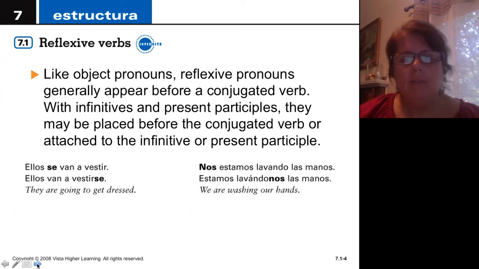Like object pronouns, reflexive pronouns generally appear before a conjugated verb. With infinitives and present participles, they may also be placed before the conjugated verb or attached to the infinitive or present participle. Either way, the structure is acceptable. So you can say, ellos se van a vestir, or ellos van a vestirse, they are going to get dressed. Nos estamos lavando las manos, or estamos lavándonos las manos. But notice that they did leave the accent on that A when they added on the nos.